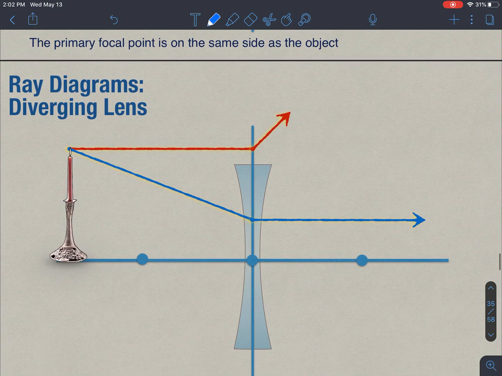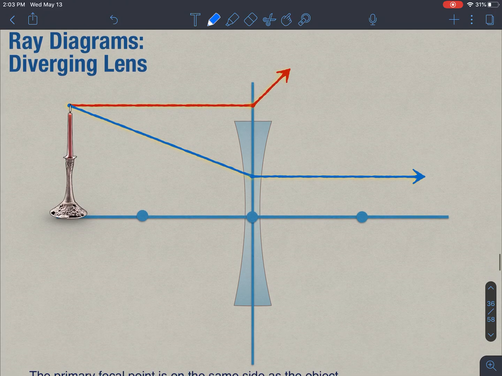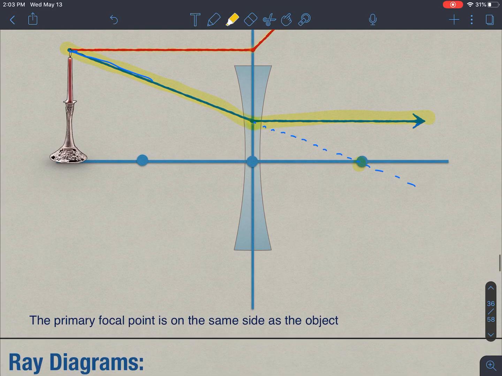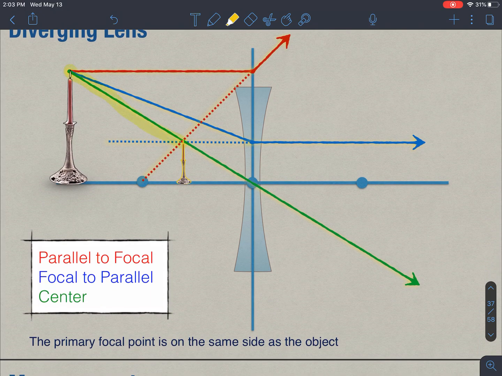So then we're going to have our focal to parallel, which is where it gets a little bit more complex. We're imagining that we're lining this up so that it's going to go through the focal point on the other side. We would line this up as if it was going straight through here, but then when it hits the lens, it goes out horizontally.